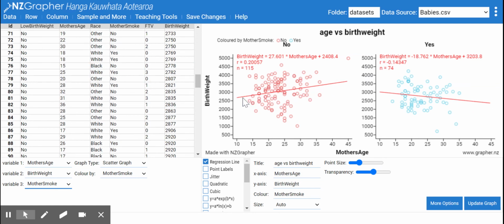And what we find out is there is a positive relationship between mother's age and birth weight when the mother doesn't smoke. So as the mother gets older, babies generally get heavier. However, when the mother does smoke, what we find very interestingly is that there is a negative relationship. As the mother gets older, the baby's birth weight is generally tending to decrease. That's very interesting. And if you can find some research as to why that's happening, even better.